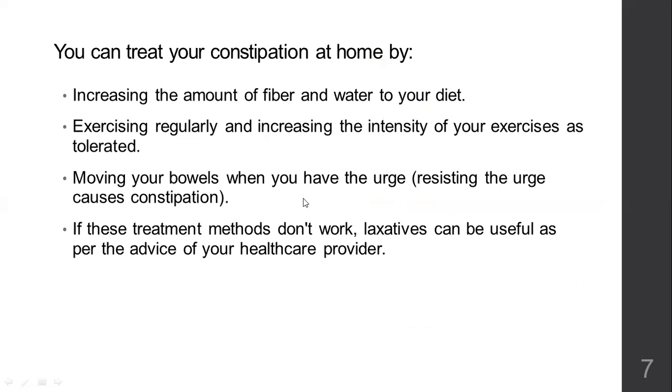You can treat constipation at home by increasing fiber and water in your diet, and exercising regularly, increasing the intensity of the exercise, like doing more resistance training. Also, move your bowels when you have the urge. As soon as you have the urge to pass feces, immediately find a loo and move your bowels. Don't resist the urge.